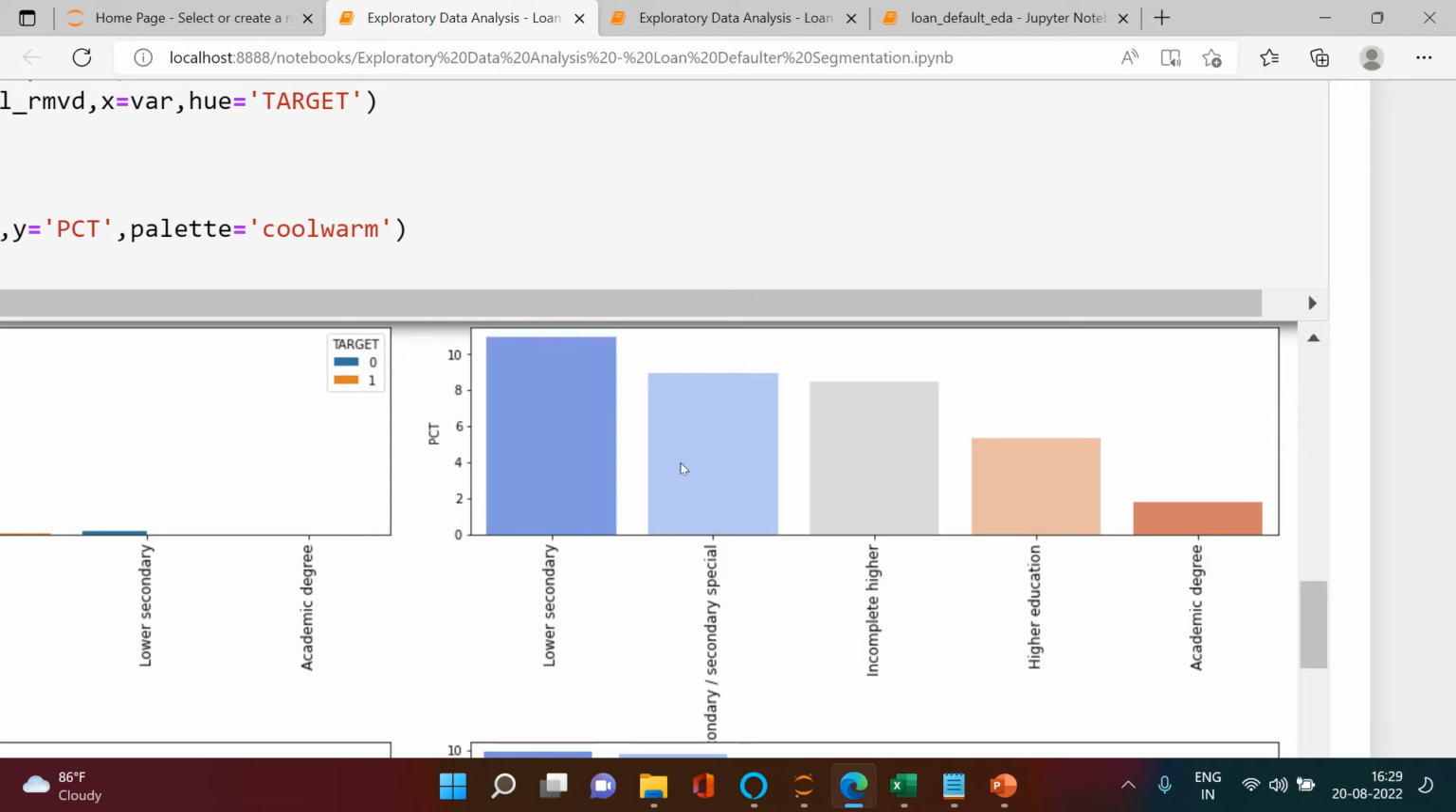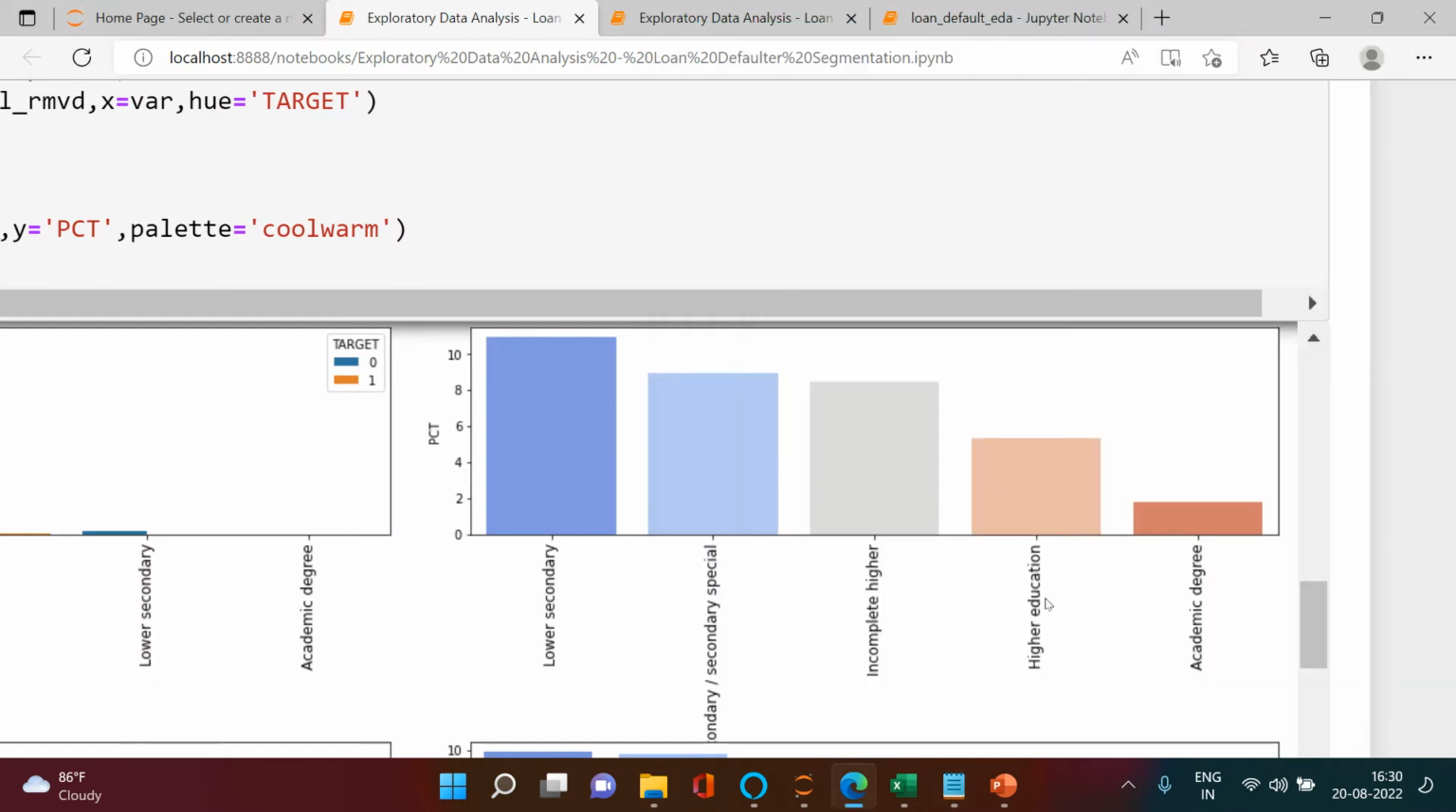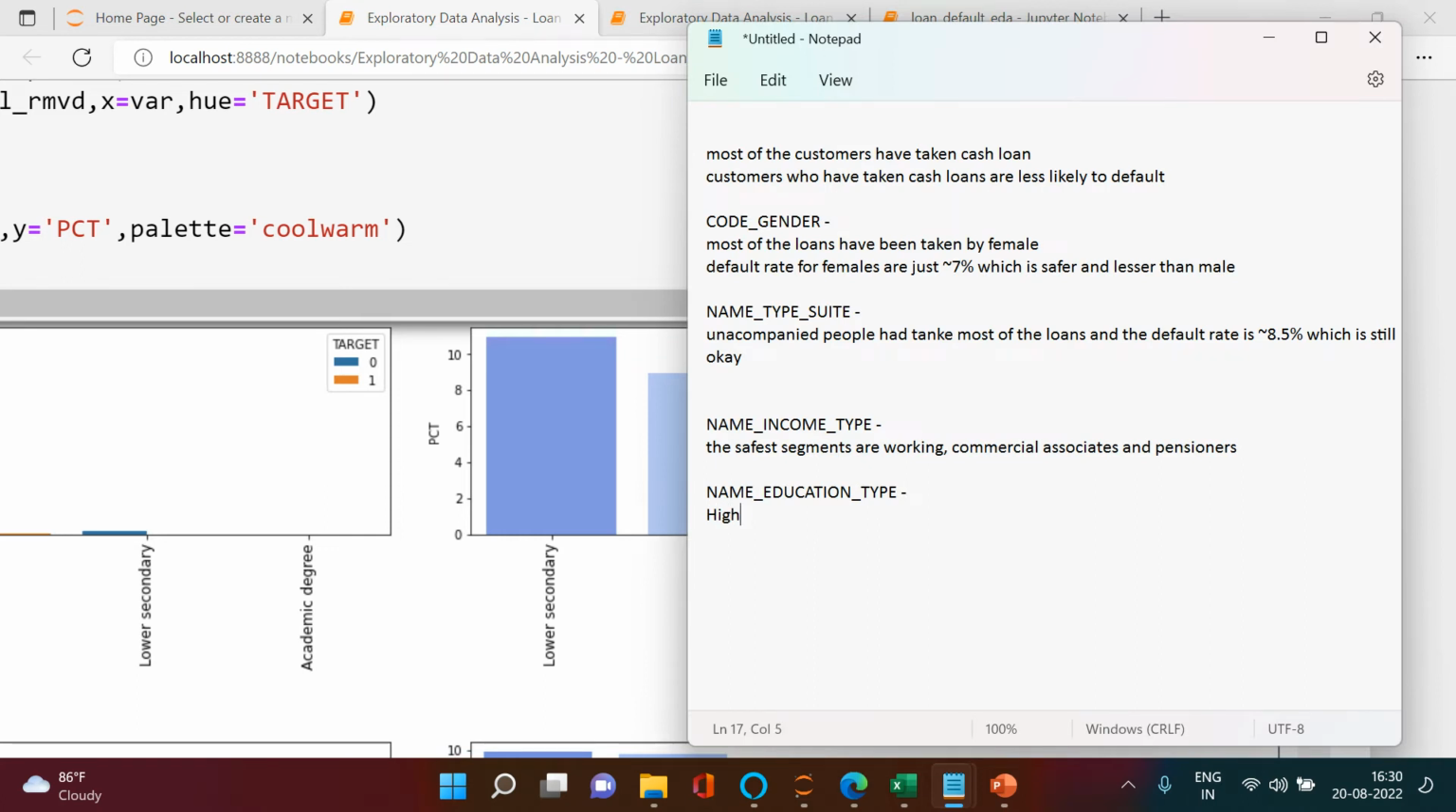So this is the safest segment to give the loan, followed by, can we say, academic degree. Academic degree has been given the loan almost negligible number of times. So what we can say is our conclusion will be: higher education is the safest segment to give the loan with a default rate of less than 5%.